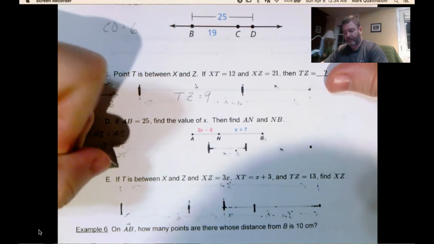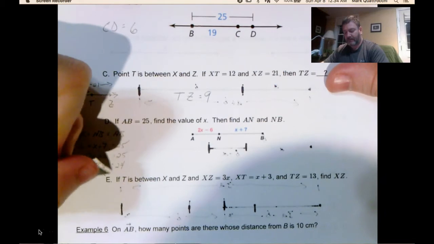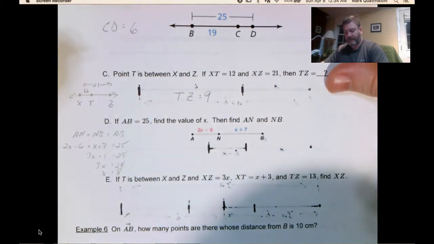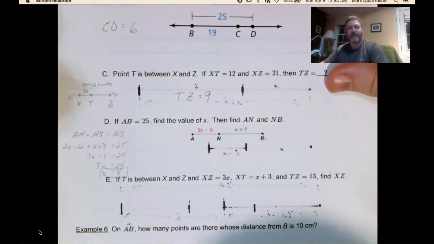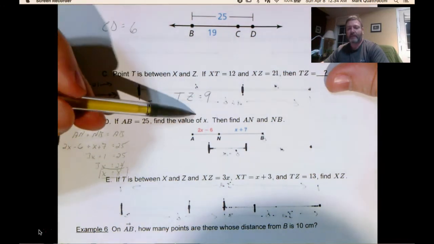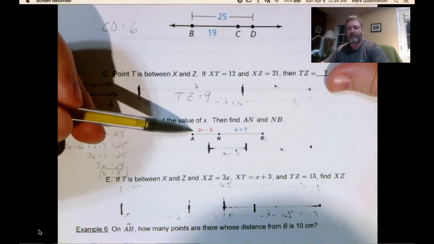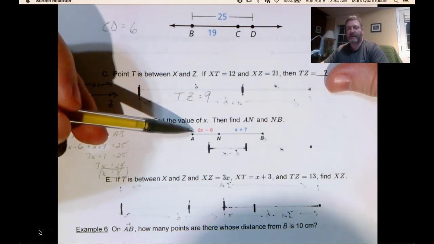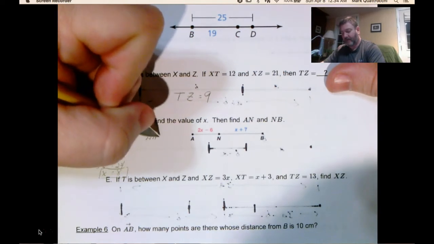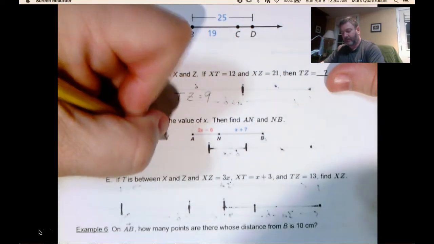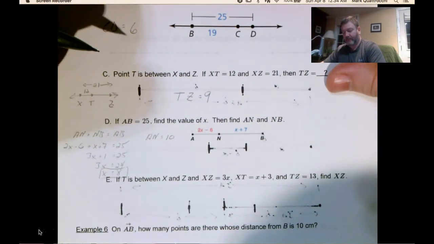3x equals 24. X equals 8. So we have found the value of X. Now we've got to find the length of segment AN and the length of segment NB. We do that by plugging our X back in. 2 times X is 16 minus 6 gives me AN equal to 10.